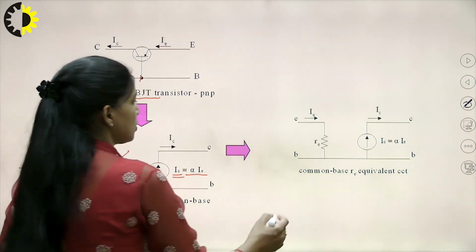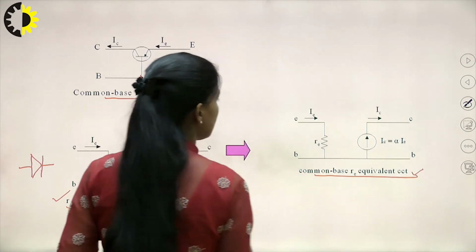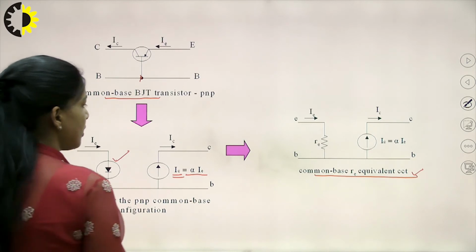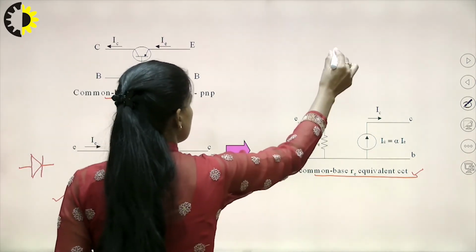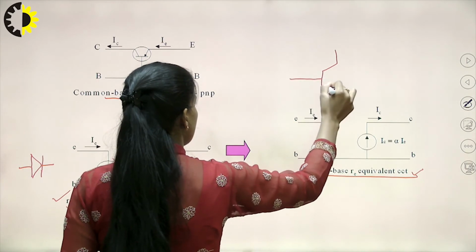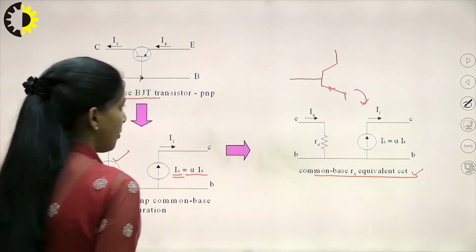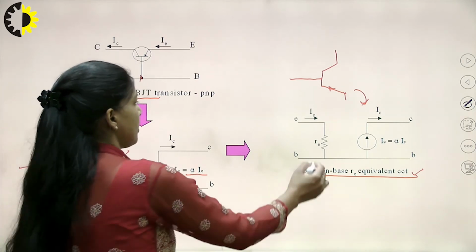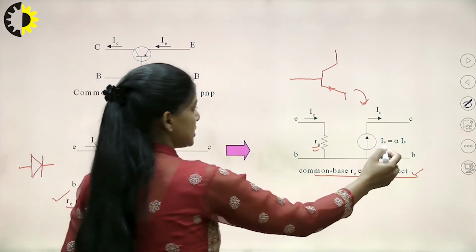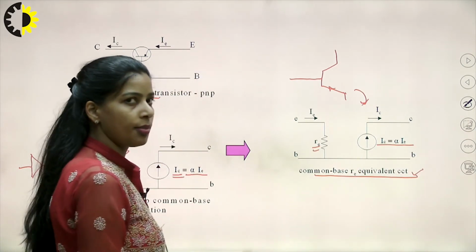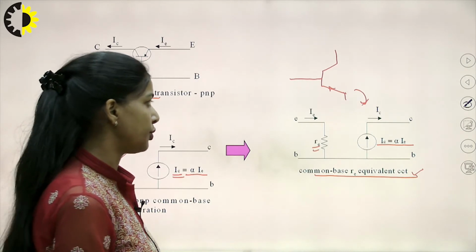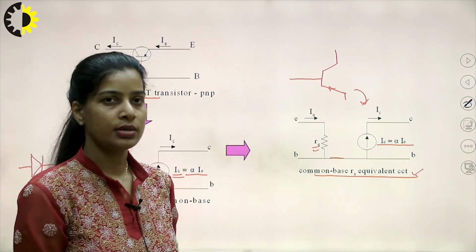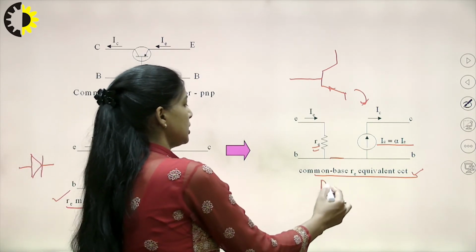Further, this can be represented as a resistance. So this is the final re equivalent circuit for a bipolar junction transistor. Wherever we want a BJT, it can be replaced by this model for the AC analysis. Here we have the re resistance, and this is the output current that is dependent upon the input current, alpha times the input current, and here the base is common. So this is the common base re equivalent circuit of a bipolar junction transistor.